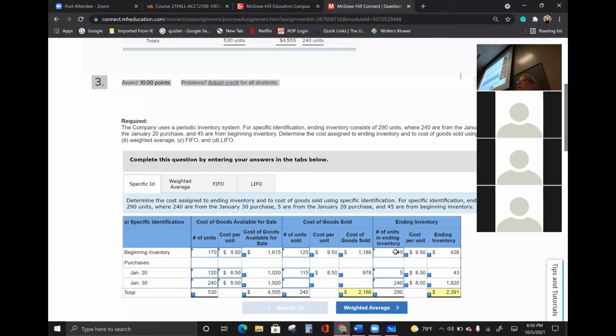Okay, so how do I get what was sold? The difference from what I started with and what I have left is what I sold, the difference. So I'll just take the 170 and deduct the 45 units out. 125 at 9.50, there's my cost. 115 times the 8.50, there's my cost. And so now I have my cost of goods sold, and I have the quantity that I sold. I sold 240 units total.